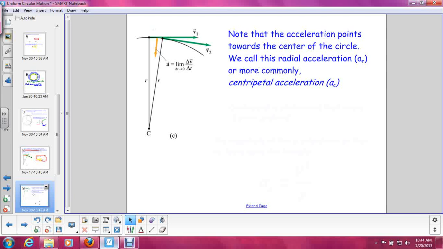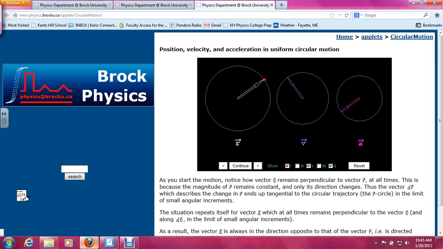And when we look at that, when we get our change in velocity, that is our acceleration, right? Acceleration is a change in velocity. And we can see that acceleration points toward the center of the circle. And that is exactly what we saw in our applet here.